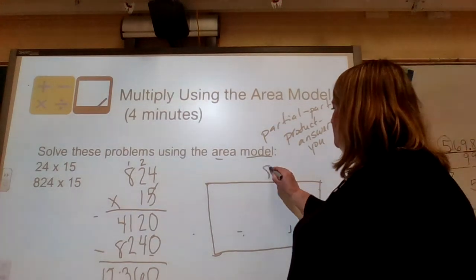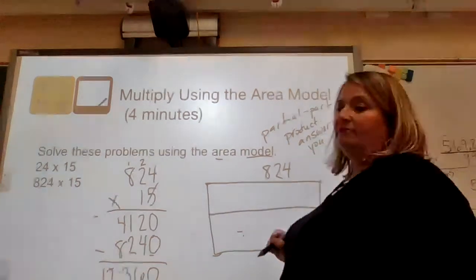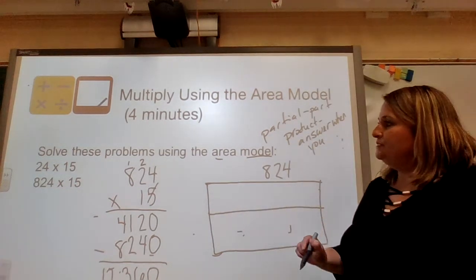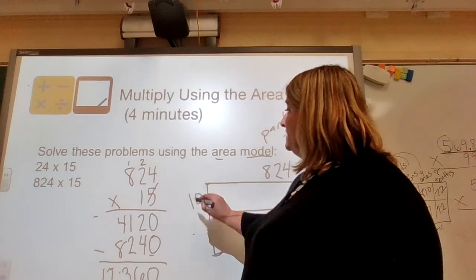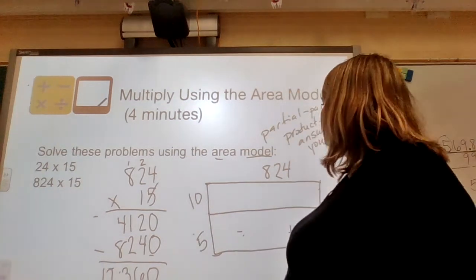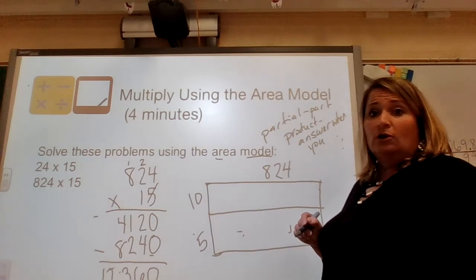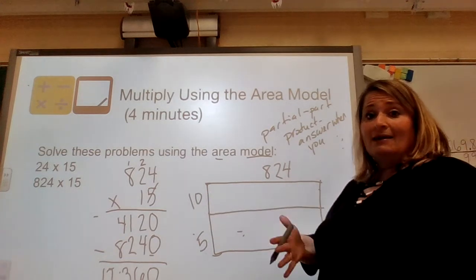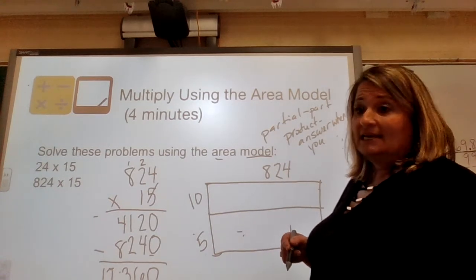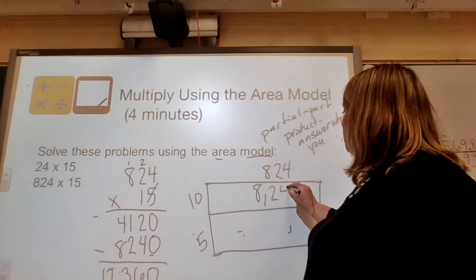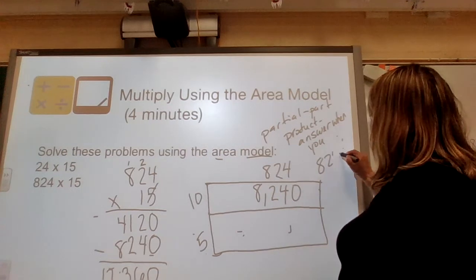And I'm going to just put the number 824 up here. And I'm going to break this in half like I did before, horizontally into 2 sections. I'm multiplying times 15, so I have 1 ten and I have 5 ones. And I know that 824 times 1 is 824. That 0 represents I got to multiply that by 10. So when I multiply 824 times 10, I get 8,240.